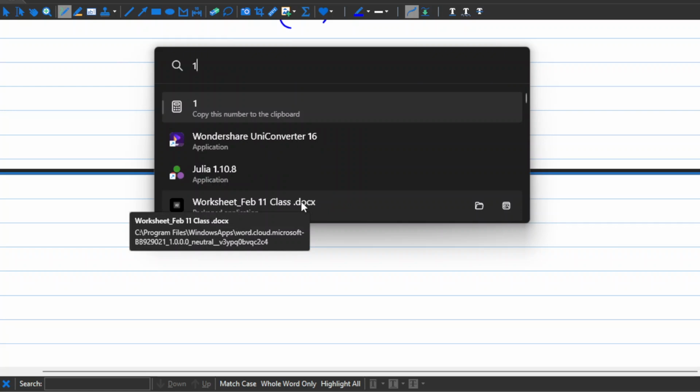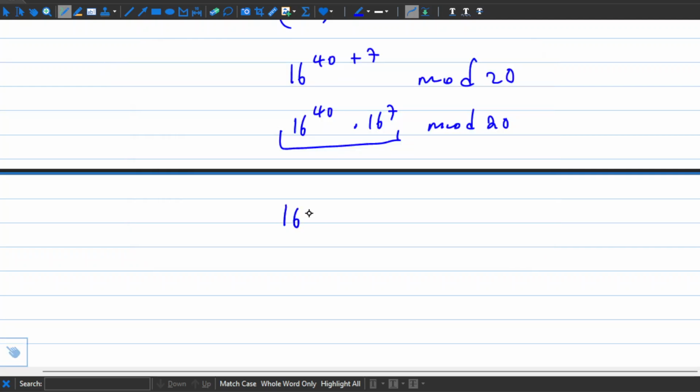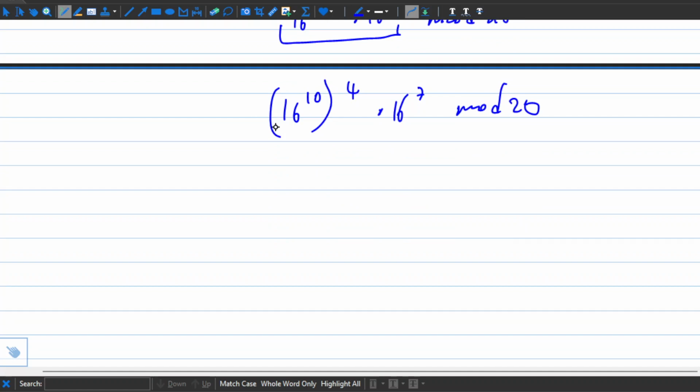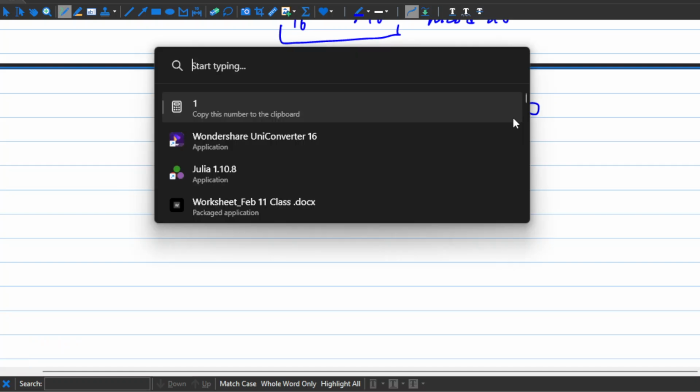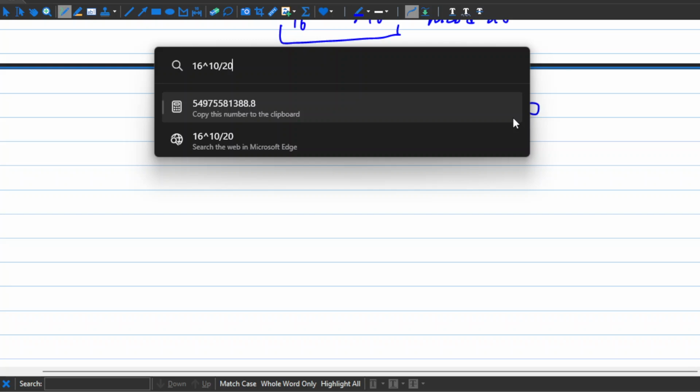What about 16 to the power 10, so that I can break it down. I would say 16 to the power 10, then everything to the power 4, times 16 to the power 7, mod 20. So we are still going. So we will do 16 to the power 10 mod 20, then 16 to the power 7 mod 20. So we'll do 16 to the power 10, that number divided by 20 gives me that.